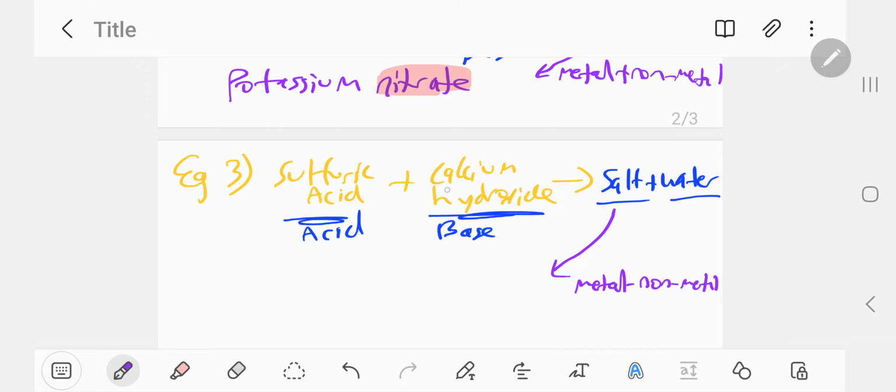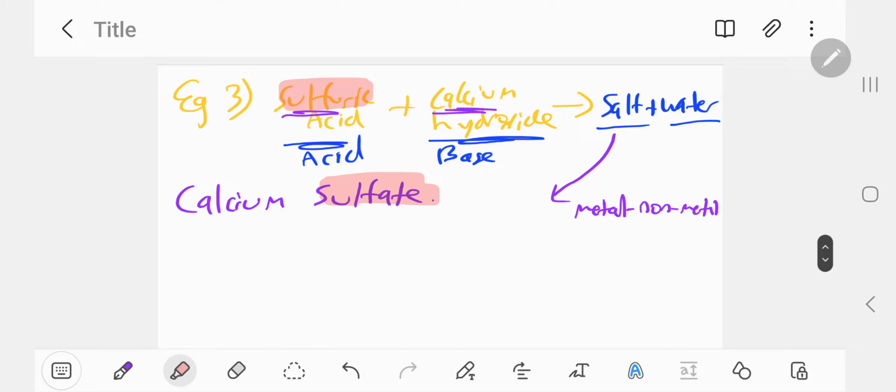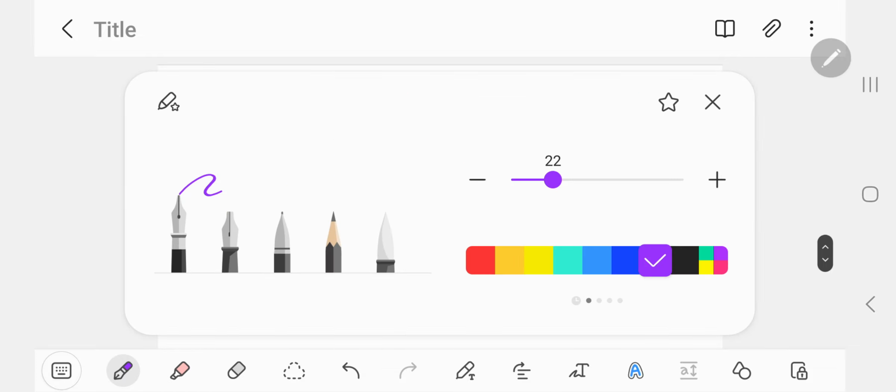Metal. Now going to the base, calcium is a metal. You can use the periodic table too to help you. You don't have to memorize that calcium is a metal. Just use the periodic table. Eventually it will come naturally to you. The non-metal in the acid, sulfuric becomes sulfate. And that's it, calcium sulfate. Sulfuric becomes sulfate, just like nitric becomes nitrate. Example 3 done, let's do example 4.